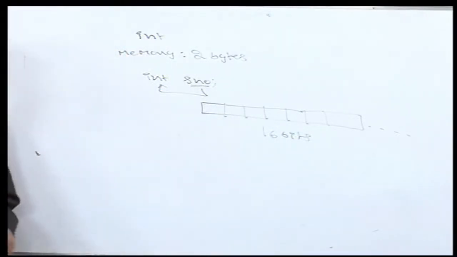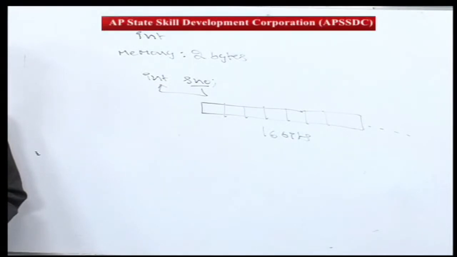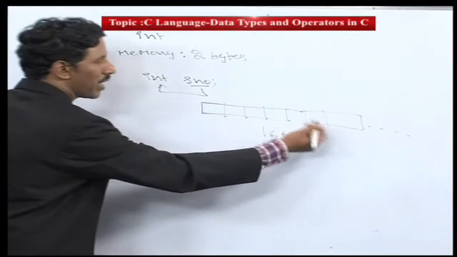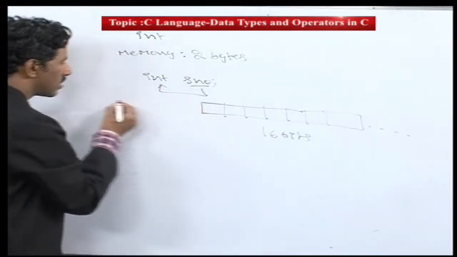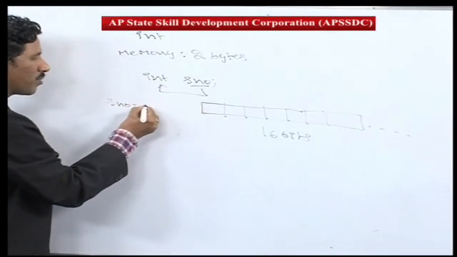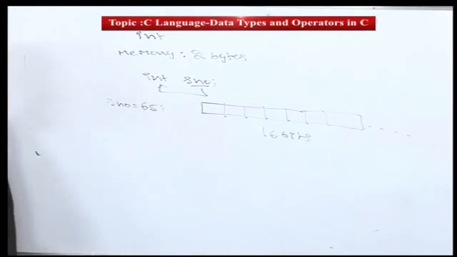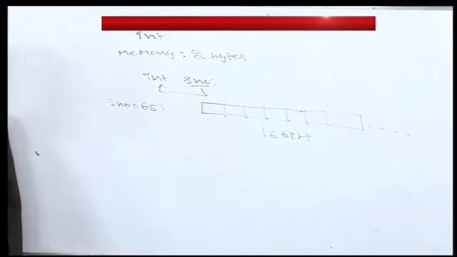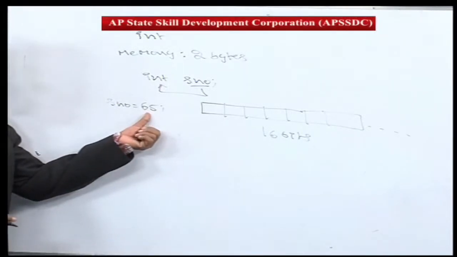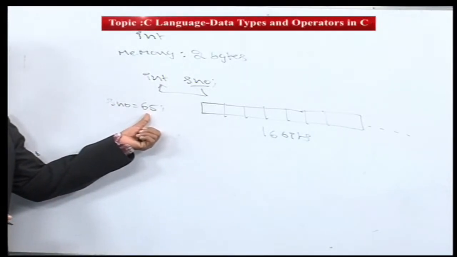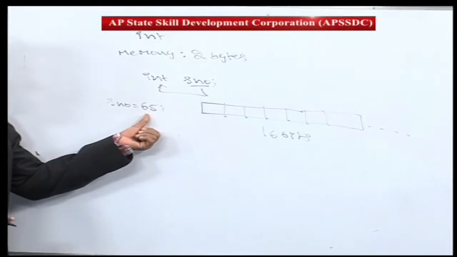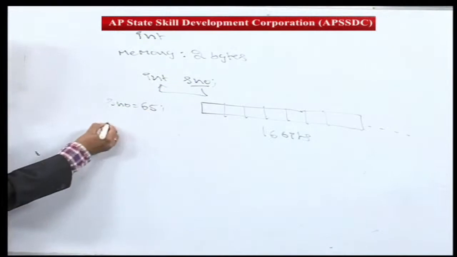Whenever you create an integer variable, 1 byte equals 8 bits, so 2 bytes means 16 bits. Internally the compiler allocates 16 bits. Suppose I enter serial number equal to 65. Now 65 is an integer number, but that number is converted to a binary number.